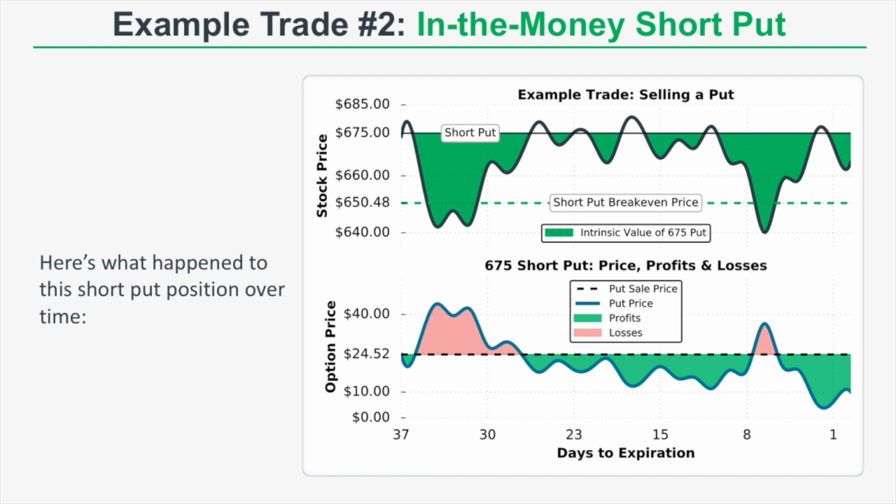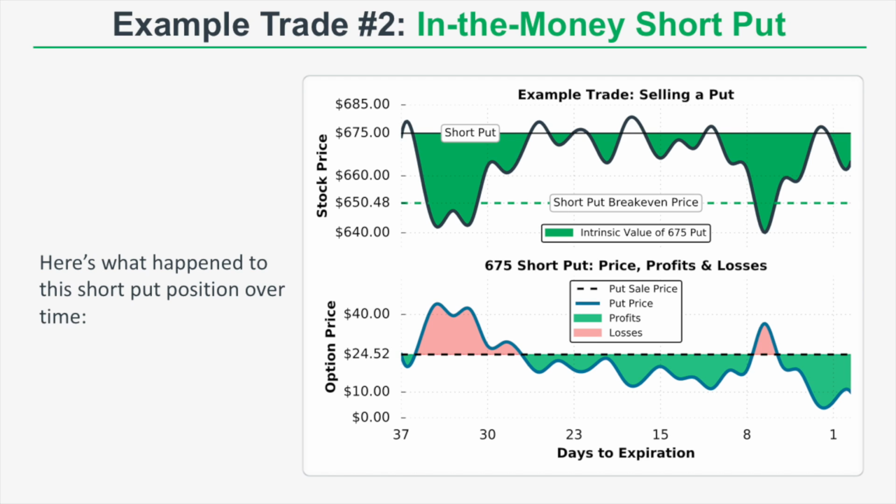So in this case, the put's value at expiration was right around $10, and since it was initially sold for $24.52, that gives us a net profit at expiration of around $14.52. So the $24.52 initial price minus $10 is $14.52 of pure profit for the short put position. So this just shows you that even if the short put is in the money at expiration, you can still make money on the strategy.